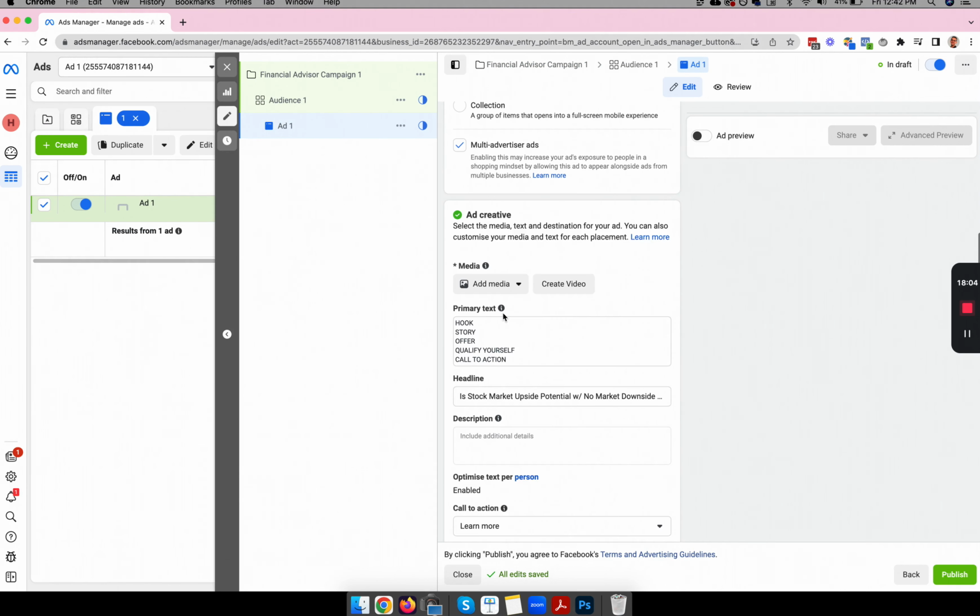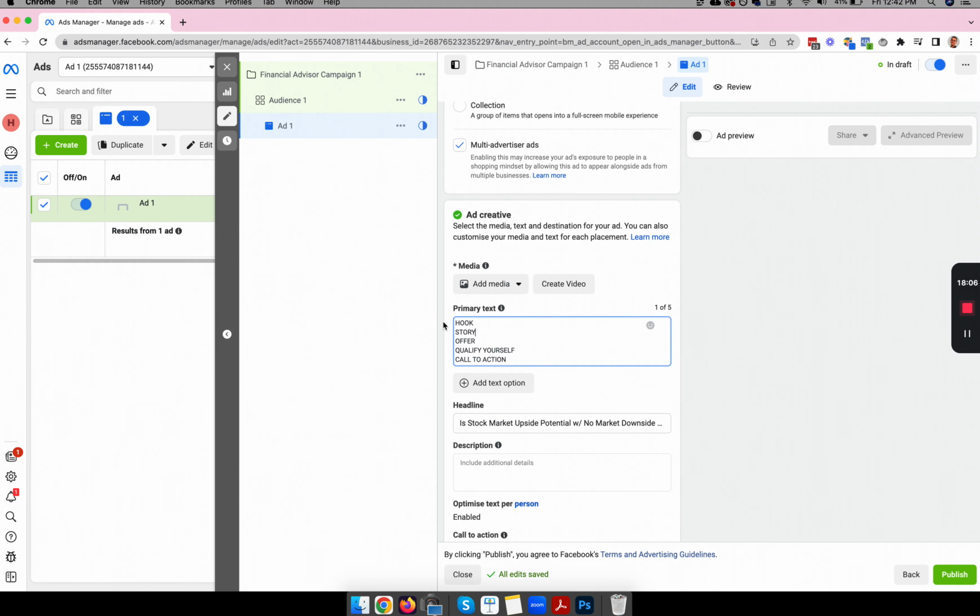Oh, and one last thing, never mention taxes in your ads. They're going to give you really low quality leads. They're going to waste your time and never going to buy. Okay, that's it. Any questions, post them below.